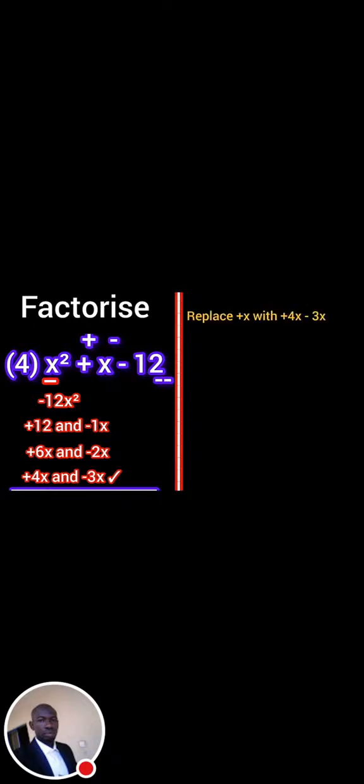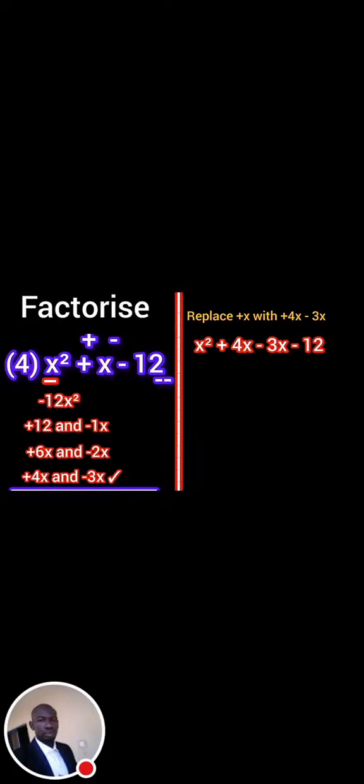Let's replace 1x or plus x with what? Plus 4x minus 3x. Since plus 4x times minus 3x will give us minus 12x squared, and plus 4x minus 3x is going to give us what? 1x. Then we are going to have x squared plus 4x minus 3x minus 12.